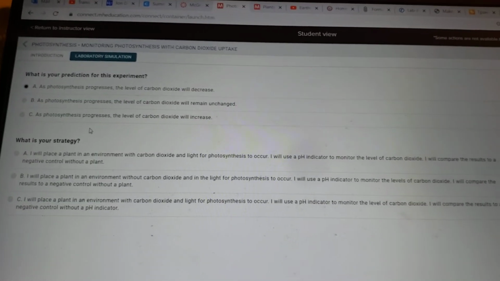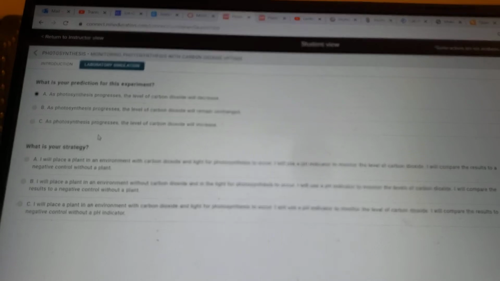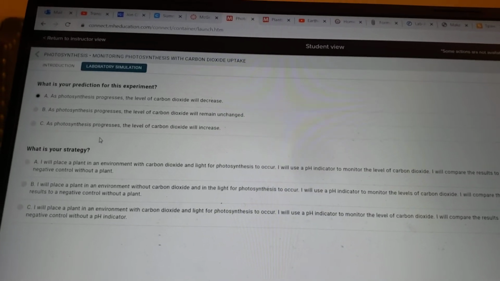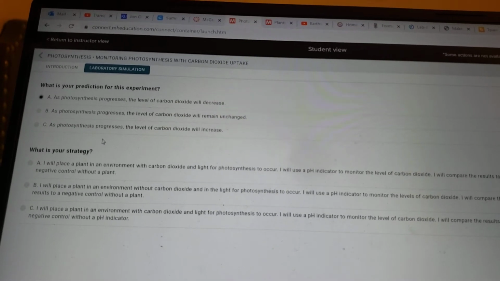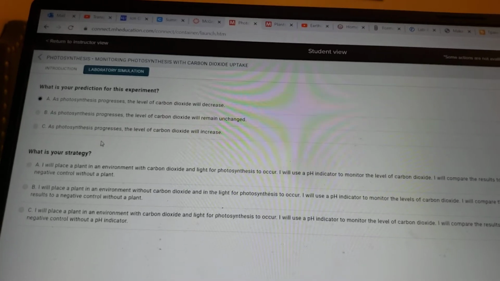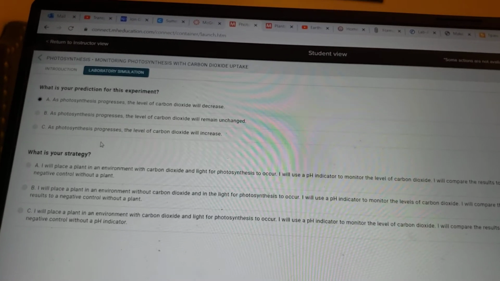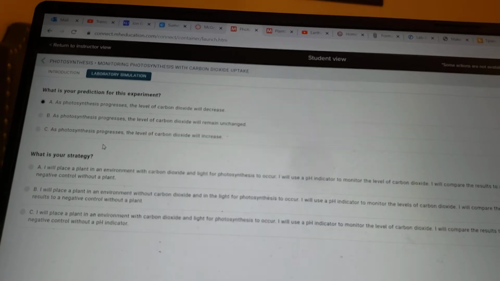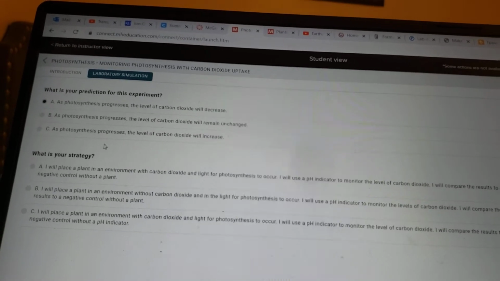Okay? The next option, I will place a plant in an environment without carbon dioxide and in the light for photosynthesis to occur. I will use a pH indicator to monitor the levels of carbon dioxide. I will compare the result to a negative control without a plant.